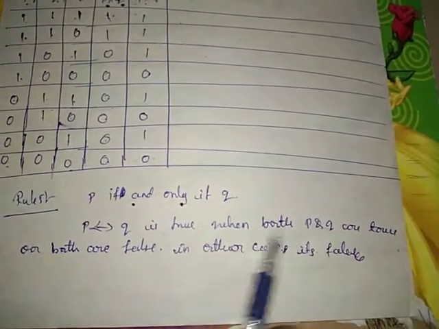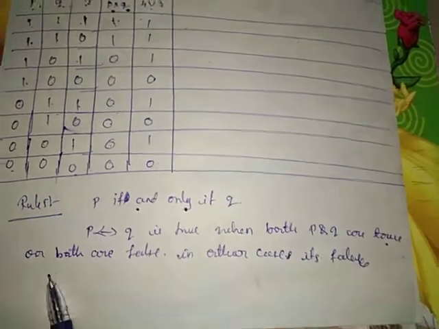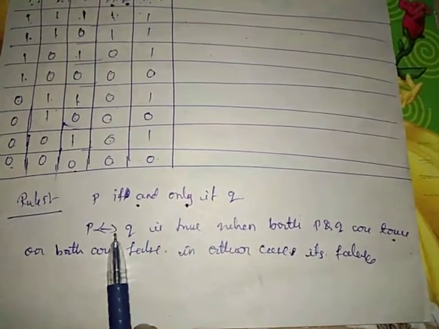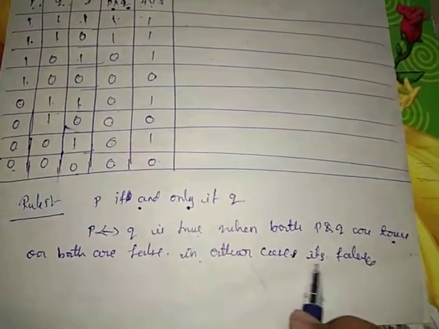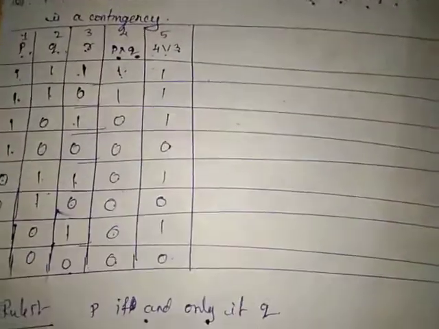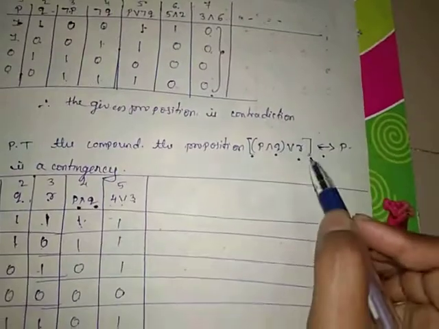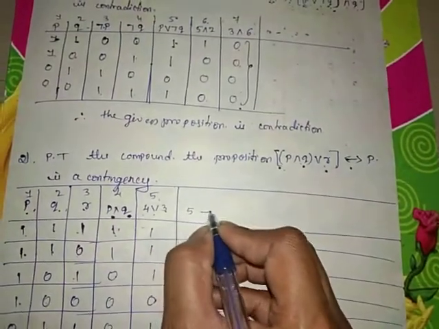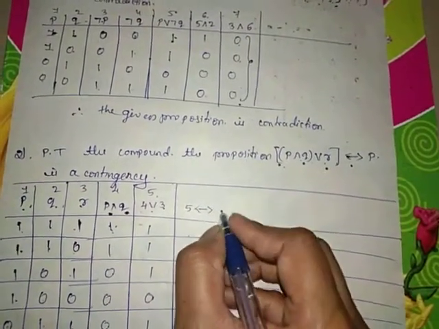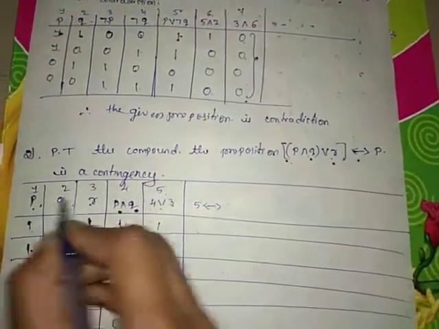So when both P and Q are true or both P and Q are false, then only the conditional compound proposition is true. Otherwise it will be false. Now we need (P and Q) or R. That is your fifth column. Fifth column if and only if P, meaning the first column.